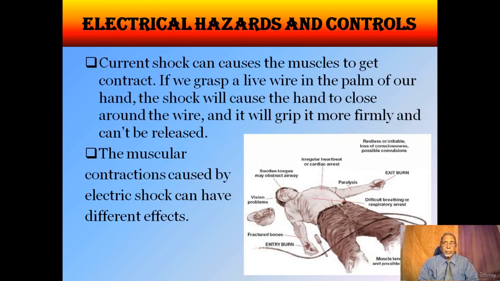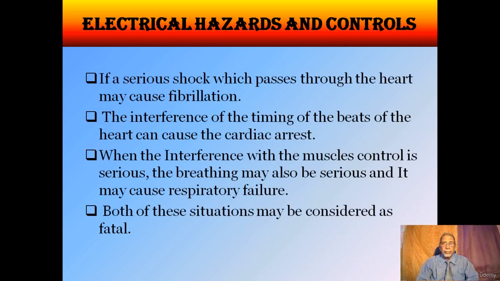Current shocks can cause the muscles to contract. If you grasp a live wire in the palm of your hand, the shock will cause the hand to close around the wire and grip it more firmly, and it can't be released. The muscular contractions caused by electric shock can have different severe effects. The current shock effects are as follows.